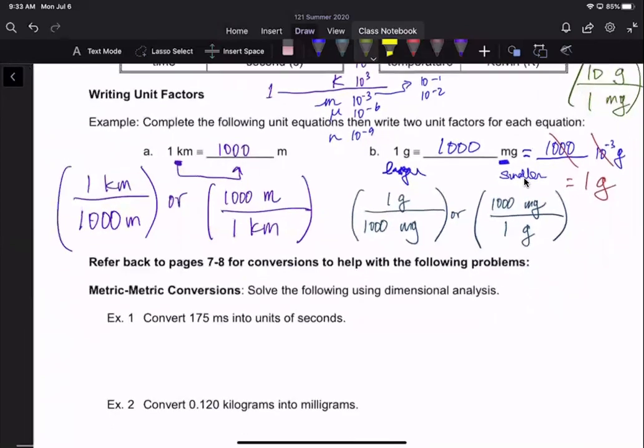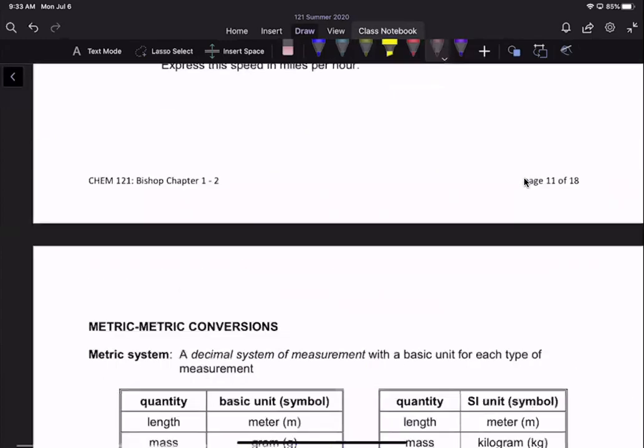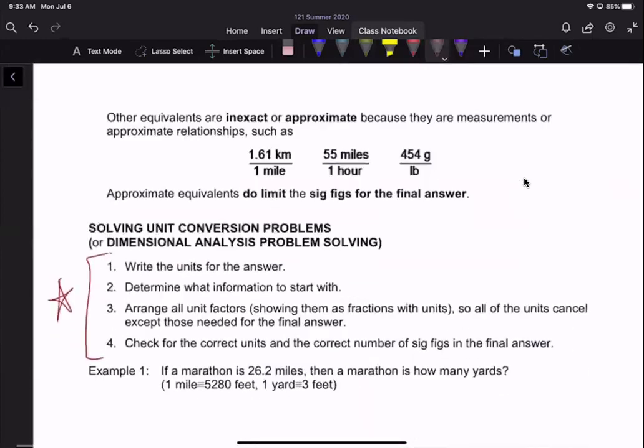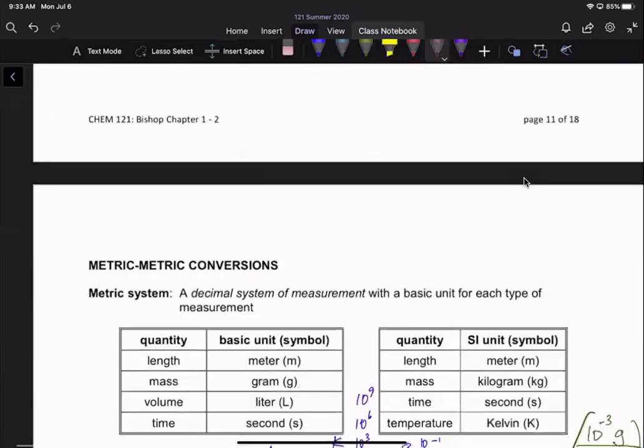So I'm going to come down to this section. I'm going to use dimensional analysis. So I'm going to start with what I'm given. I'm going to go back to that first step, write the units of the answer. I like to use a question mark. This helps me know where I'm going.